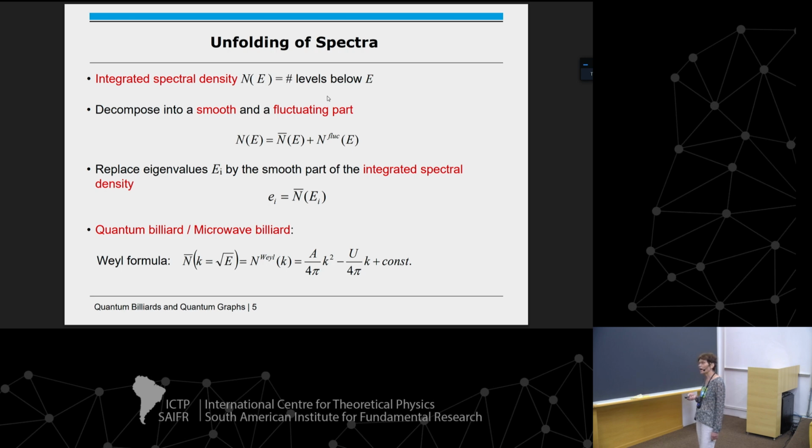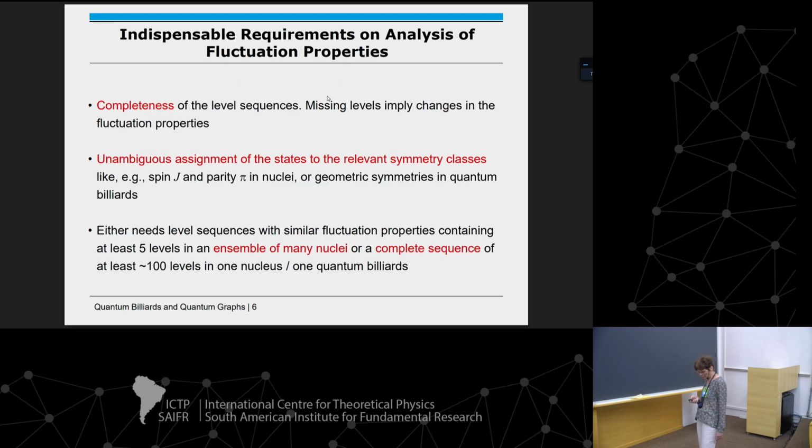And whether they are not spurious but real eigenvalues. Now, before you can do a comparison with random matrix theory, there are several points you have to make sure you fulfill. One is the completeness of the level sequences. When you compare with random matrix theory, you have to make sure that you have a complete sequence of eigenvalues, that there are no eigenvalues missing. I don't have time to talk about missing level statistics, but if there are eigenvalues missing, then you will immediately see deviations from random matrix theory.